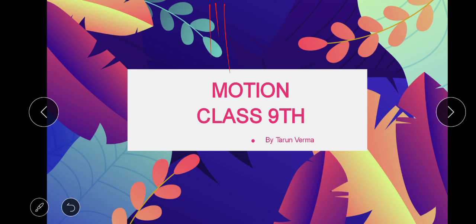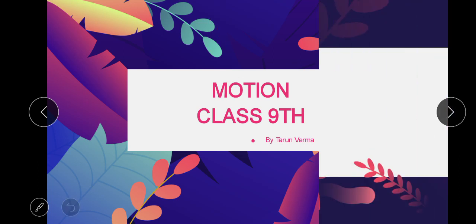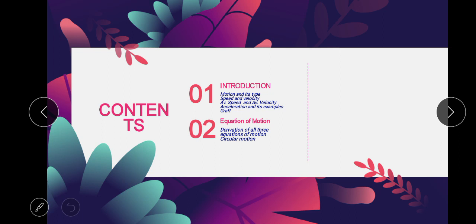This time I am here with an interesting chapter of class 9 science, that is motion. Actually, this is your first chapter in physics if you divide all chapters into physics, chemistry and biology. Here I have divided the chapter into two major parts as you can see on your screen.